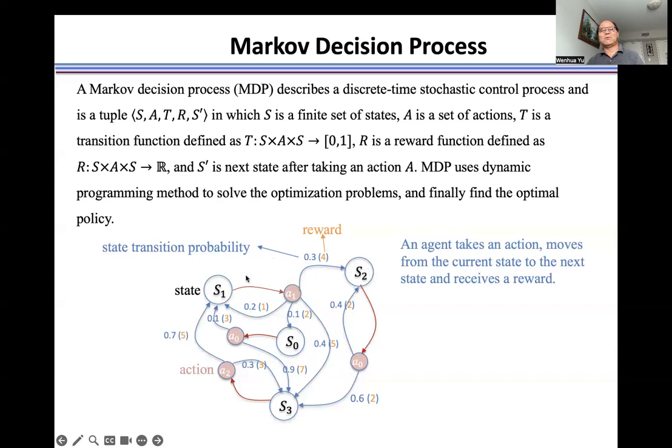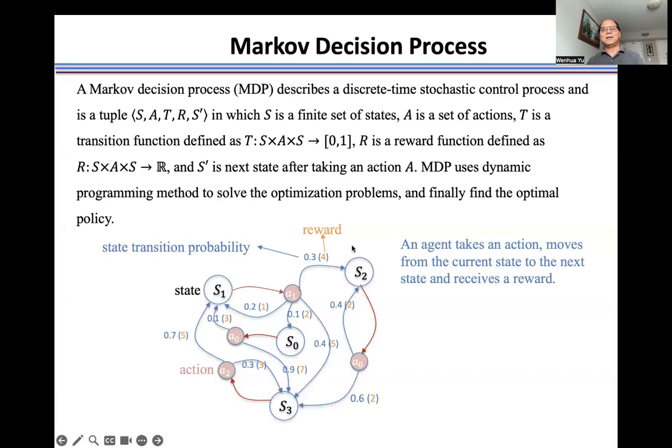For example, go from S1 to state S2 with 0.3 probability. Okay? For example, for the same action, 0.4 probability to S1, 0.1 probability to S0, and 0.02 back to his original state.